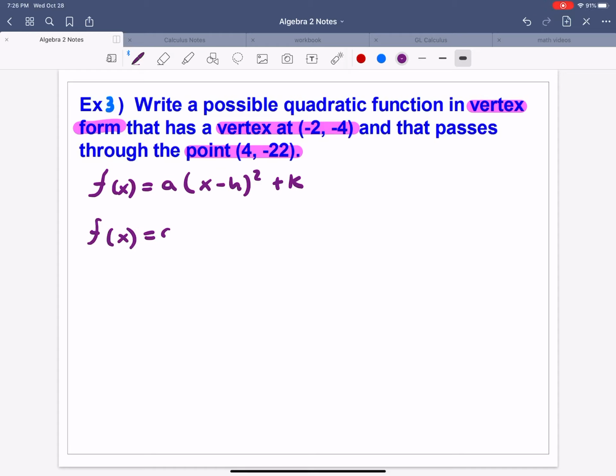So I have f of x equals a times x minus 2 or x plus 2. You're right, it's x plus 2. And then minus 4 or plus 4. Right, again, it's minus 4.